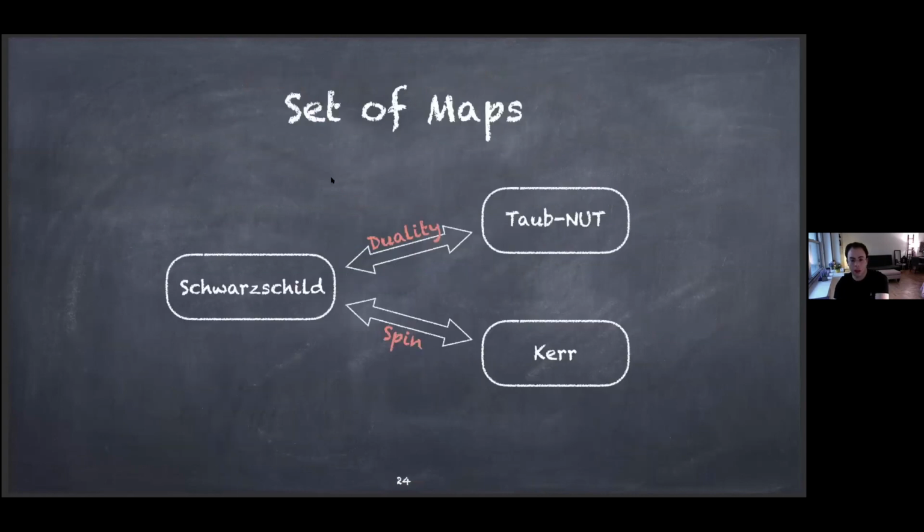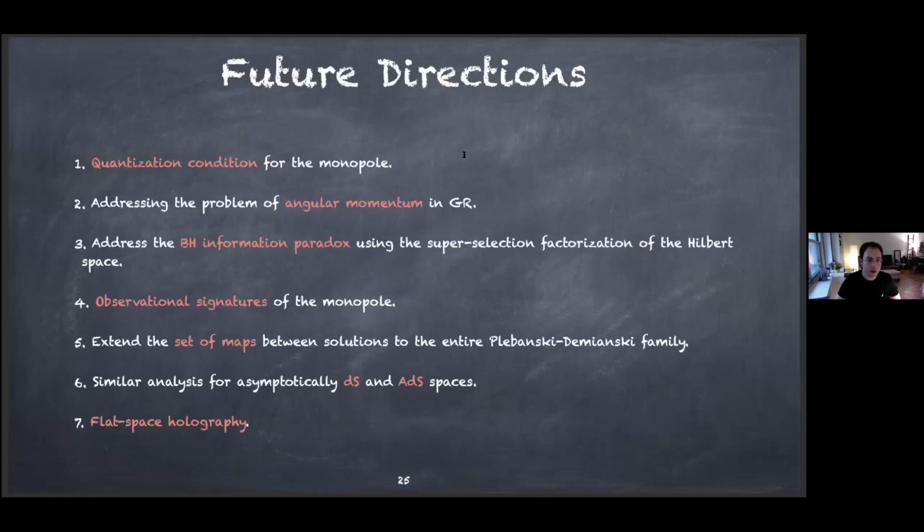So we have this set of maps between these three solutions. As Nima, Yu-tin and Donal showed, Schwarzschild is related to Kerr by exponentiation of spin operators. And then we also have the map from Schwarzschild to Taub-NUT as a duality operation. So that provides a small set of maps. And let me conclude with some future directions.